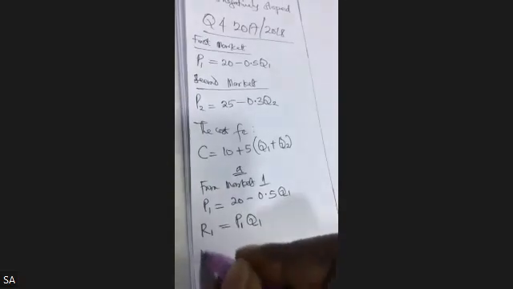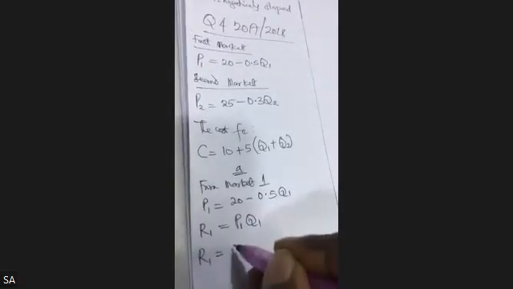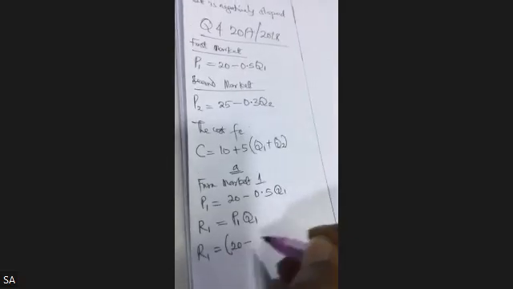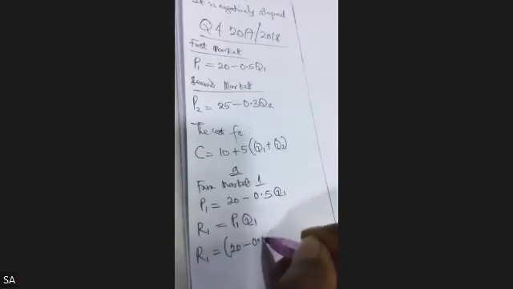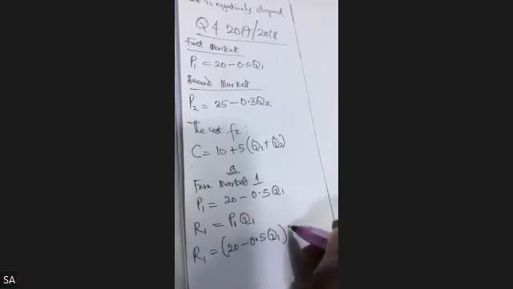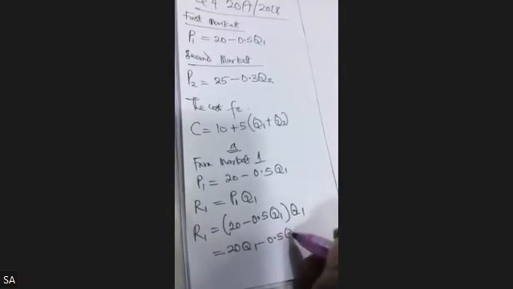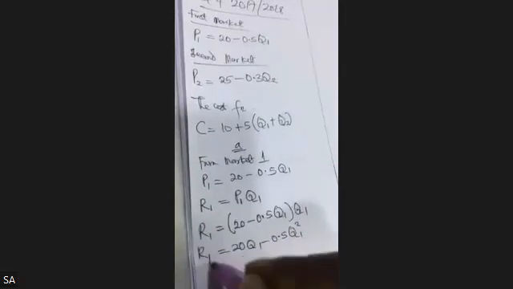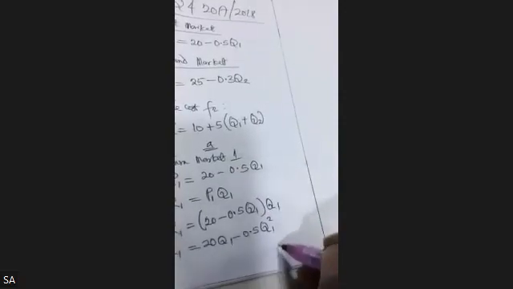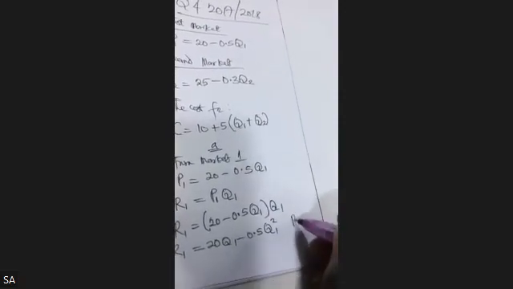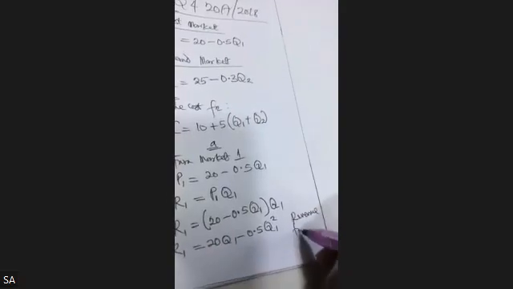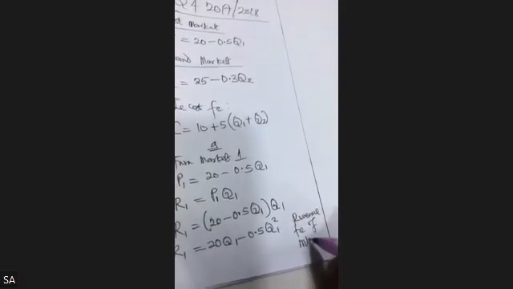So here will now be R1 equals P1 open bracket 20 minus 0.5 Q1, then put the Q1 outside. Class, open the bracket. You have 20 Q1 minus 0.5 Q1 squared. Class, this is R1. This is called the revenue function, the revenue function of market one.